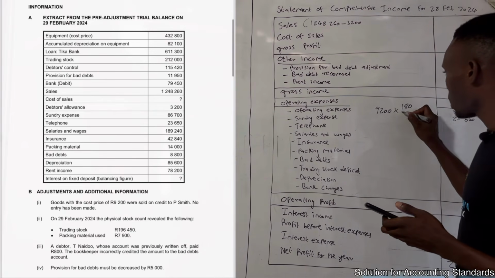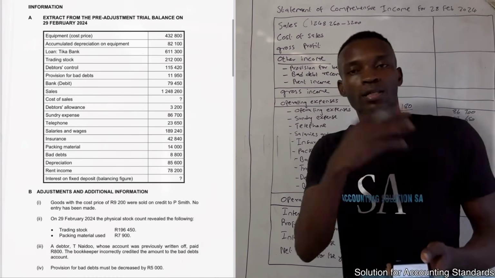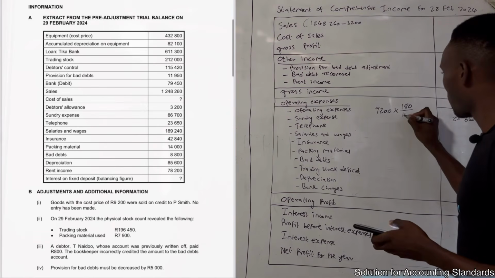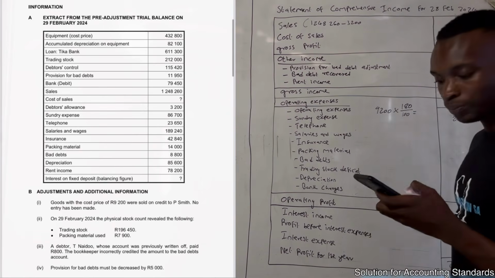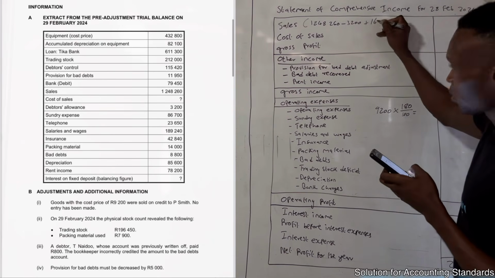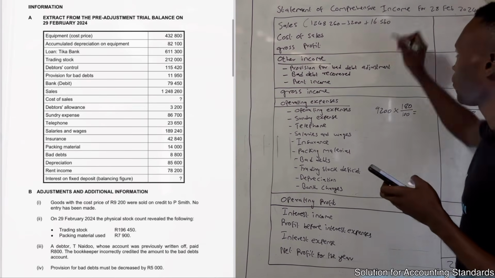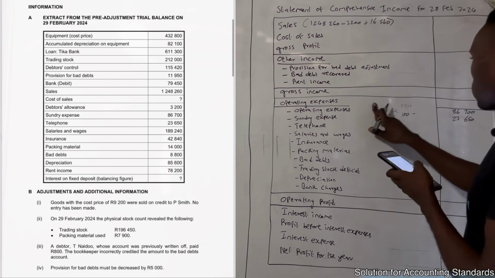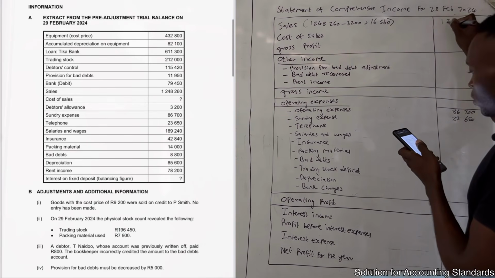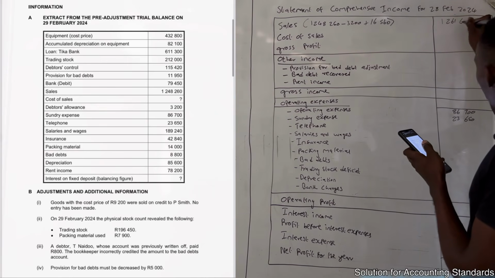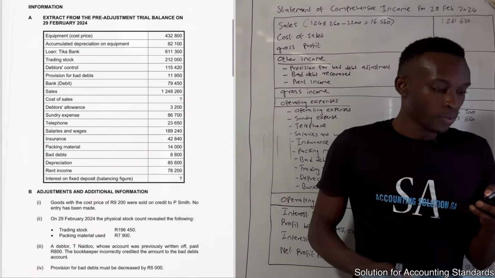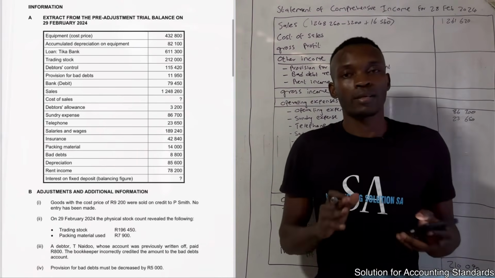We have to say 180 on top. Remember, it's always 100. You just add the markup that you are given. If they give you 50, it's going to be 150. Then you multiply by 100, and it's going to give you the amount that you are going to add of 16,560. Okay, so we don't have any other transaction related to this, and now it's going to give us 1,261,620.